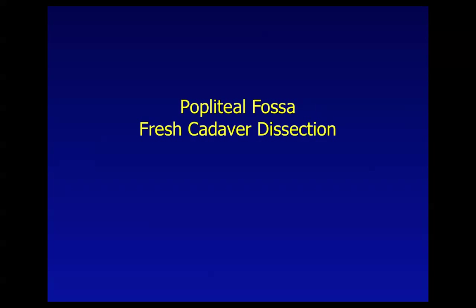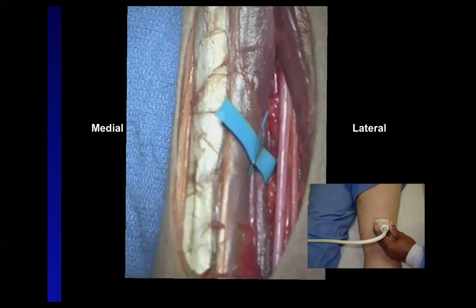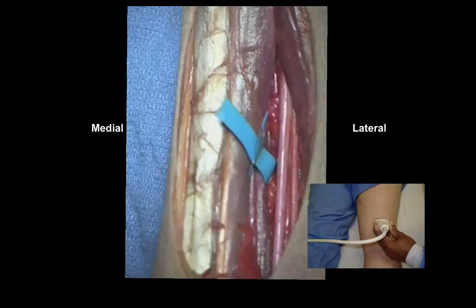If we look at a fresh cadaver dissection of the popliteal space, we see here that we have the semimembranosus semitendinosus medially, the biceps femoris laterally, and in a vessel loop medial to the tibial nerve and peroneal nerve, we have the popliteal artery and popliteal vein. You'll notice a couple of things.